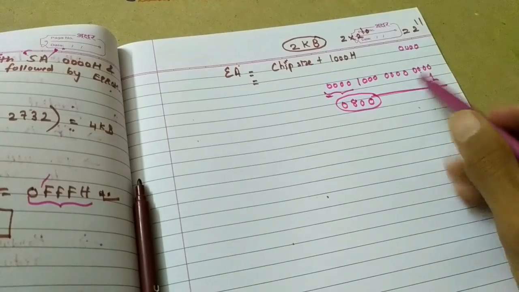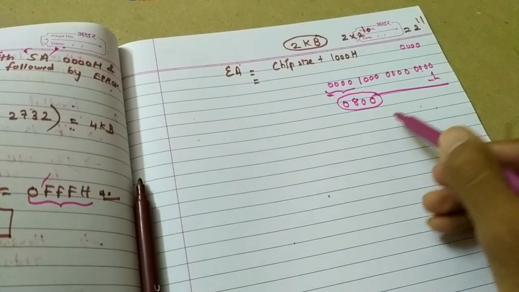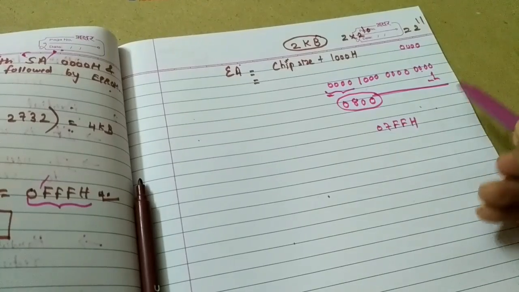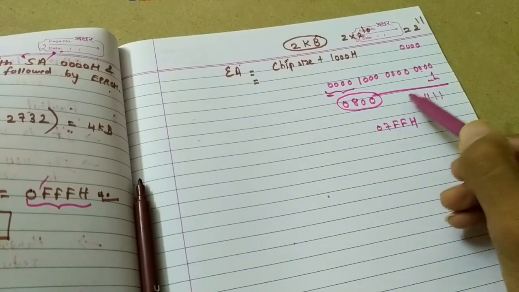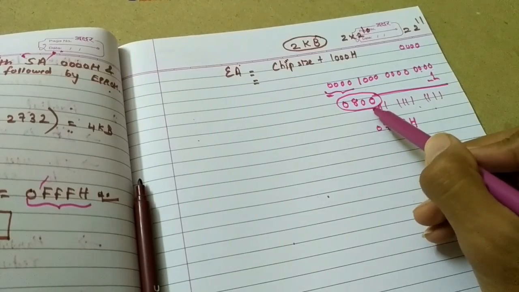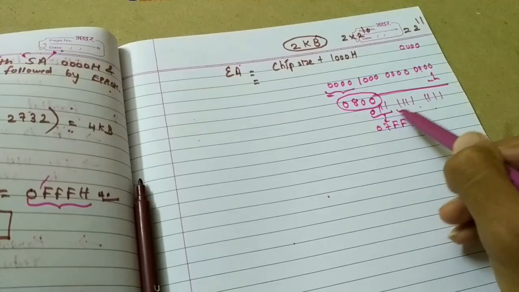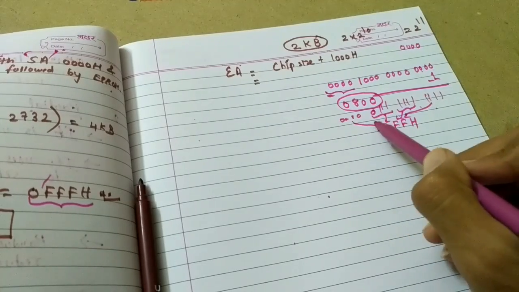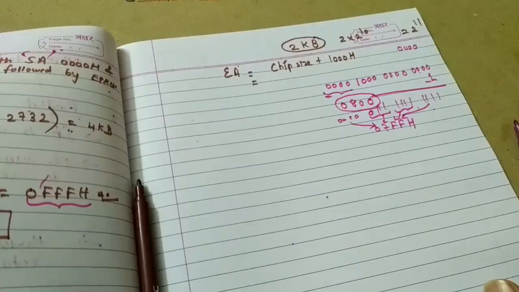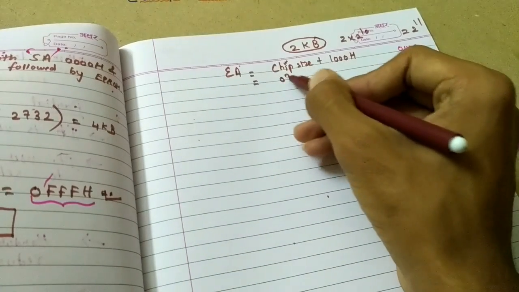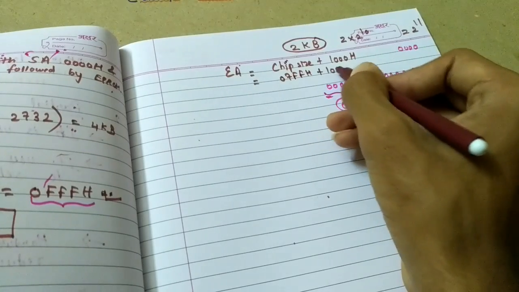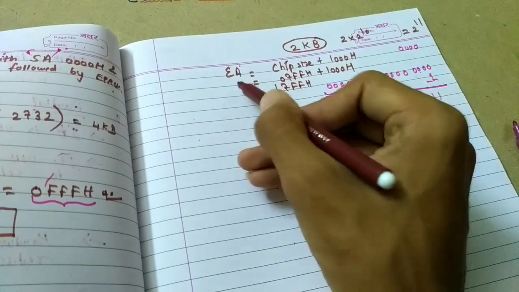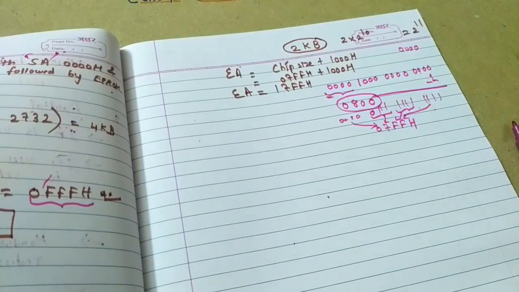So let's subtract 1 from this, so we will get 07FFH. All this will be 1111, so F, 1111, so F, 111, and lastly the 0. This will be 7, this will be F, this will be F, and here is 0000 only, so this will be 0. So we can write 07FFH plus 1000H. This is simple addition, so we can write 17FFH, simple. So we got the starting address and ending address.